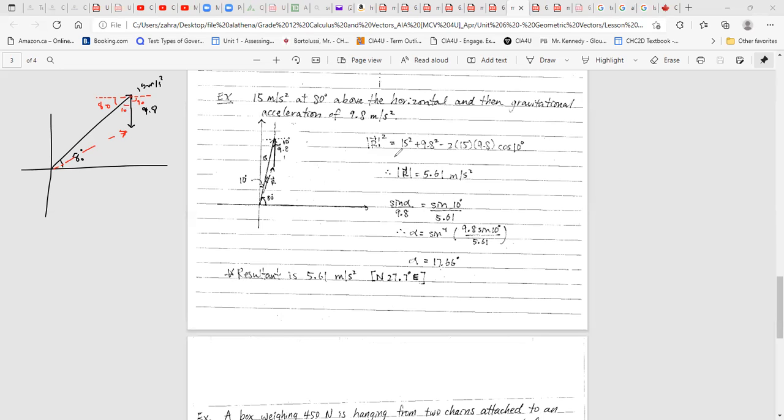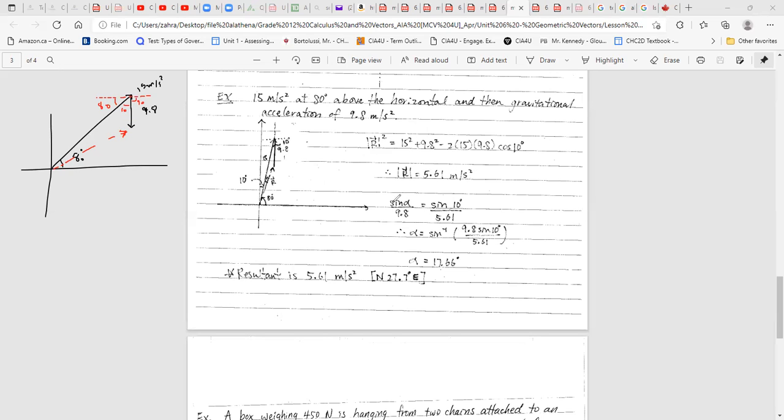We can use the cosine law. It's 15 squared plus 9.8 squared minus twice 15 multiplied by 9.8 cosine of the angle between them, which is 10, cosine of 10. So take a square root, and the resultant is going to be 5.61 meters per second squared.